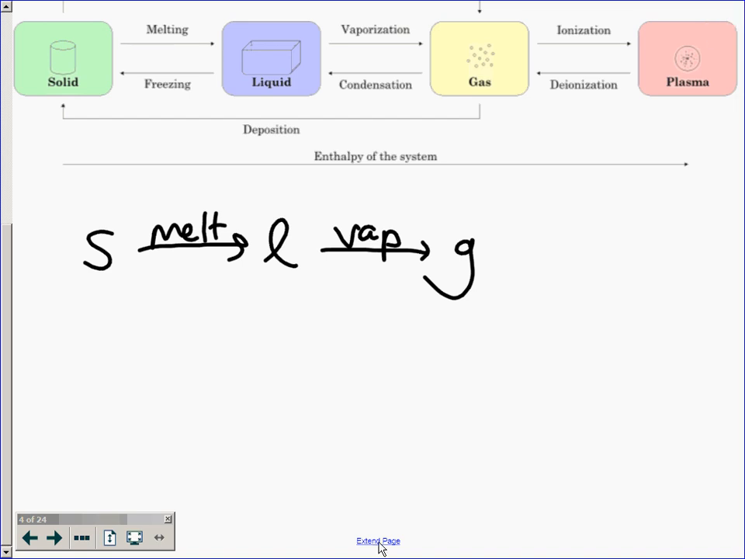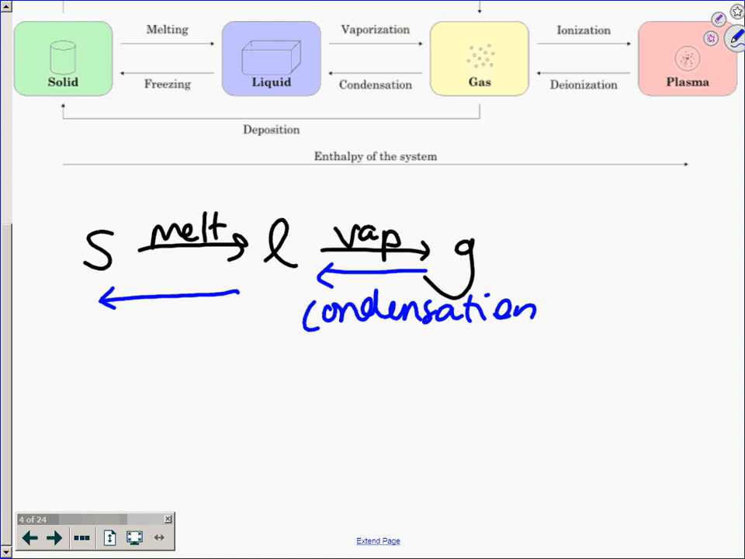All right, and then as we think about all states of matter, we can go one way and the other way. So what's the process of going from gas to liquid? Condensation. And what's the process of going from liquid to solid? Freezing. Or crystallization or solidification. All those terms basically mean the same thing for us.